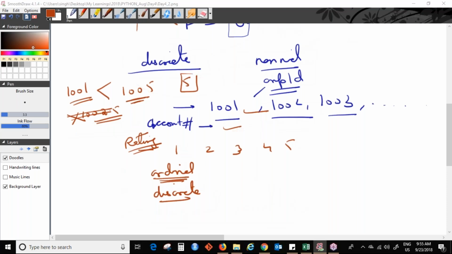Okay. So what do you think rating says? Ratings that you give to an app or ratings that you give to a Uber cab. What do you think is that? Is that ordinal or is that discrete?